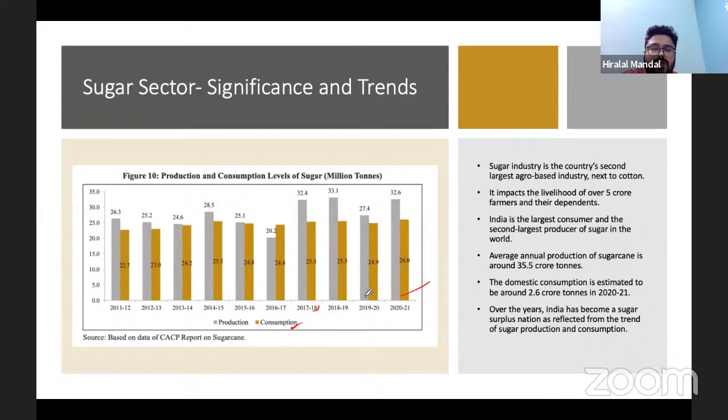The consumption of sugar is merely 26.9 million tons in the country, whereas the production is 32.6 million tons. So a huge surplus is being created in the country, resulting in a rise of exports from our country. And this is where we have heard about the cases.